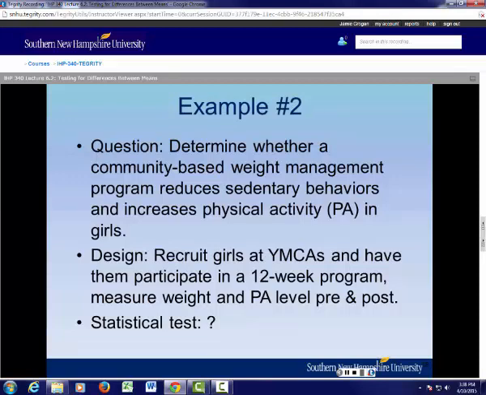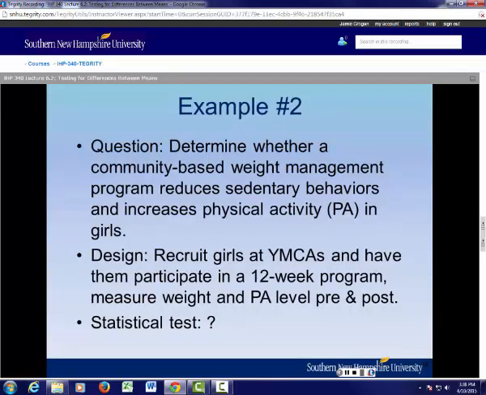So let's say we're going to recruit girls at a YMCA, have them participate in this 12-week program. We're going to measure various things like weight and sedentary behavior and physical activity level before they participate in the program and when they finish the 12-week program. So if we want to compare whether they improved in these variables from baseline to 12 weeks, what statistical test would it be?